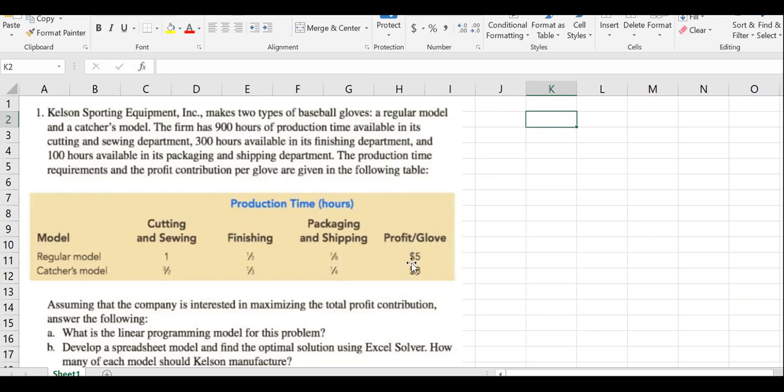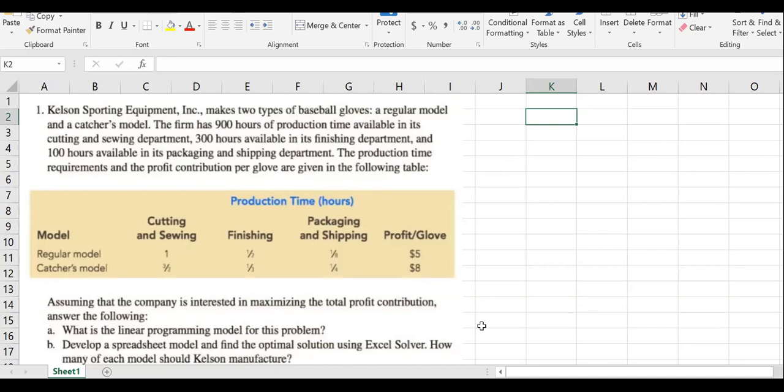And we also have the profit per unit of glove for each model, regular and catcher's models. And then the objective is to maximize the total profit contribution. The decision here is how many of each model to produce. And then the question asks about the formulation. What is the linear programming model for this problem? It asks for developing a spreadsheet model and the actual solution.